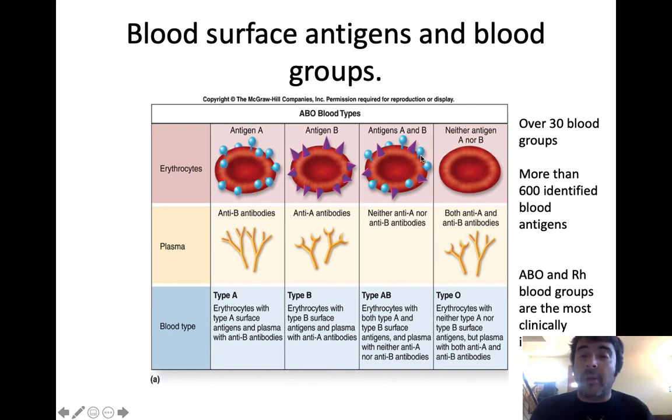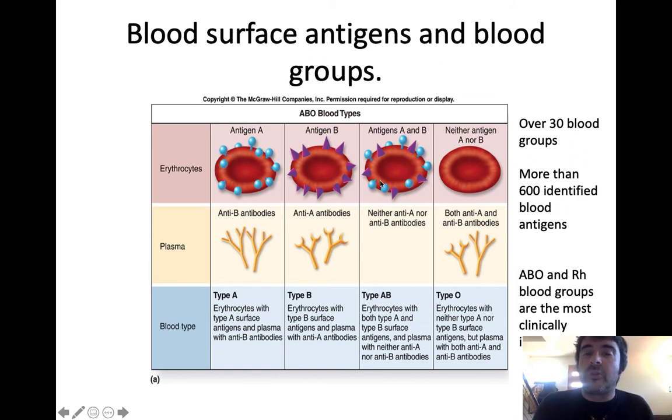Now, we're not going to talk about Rh antibodies in this class. But if you have both A and B antigens on the surface of your red blood cell, you're not going to produce either anti-A or anti-B antibodies. Why? Because those antibodies would attach to these antigens, cause them to clump and trigger an immune response, and you don't want to be destroying your own red blood cells.